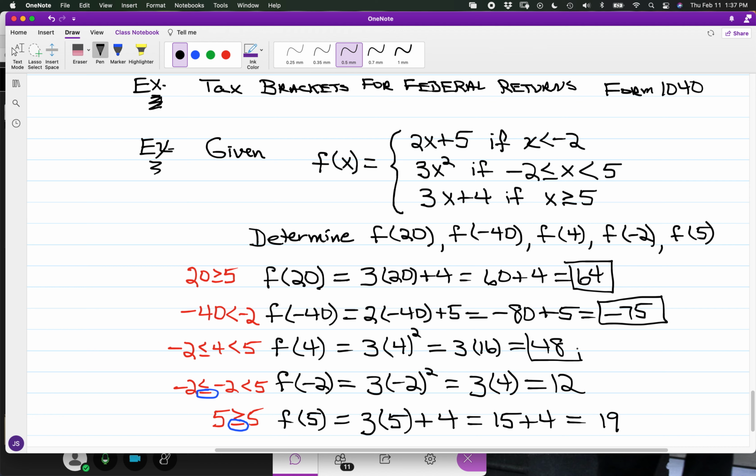So for the various inputs: whenever x is 20, y is equal to 64. When x is negative 40, y is negative 75. When x is equal to 4, y is equal to 48. When x is negative 2, y is equal to 12. And for x equal to 5, y is equal to 19.